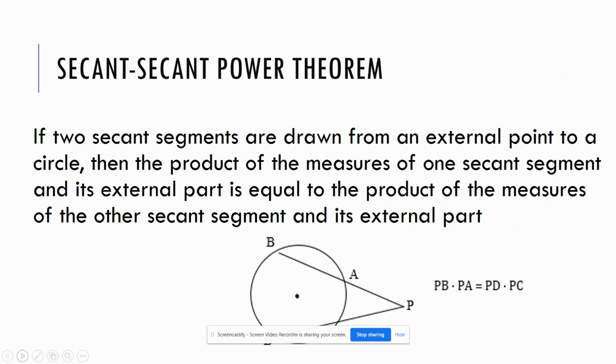Our last power theorem is the secant-secant power theorem. It states if two secant segments are drawn from an external point to a circle, then the product of the measures of one secant segment and its external part is equal to the product of the measures of the other secant segment and its external part. Okay, so once again, you can think about the phrase "we." Whole times external equals whole times external.